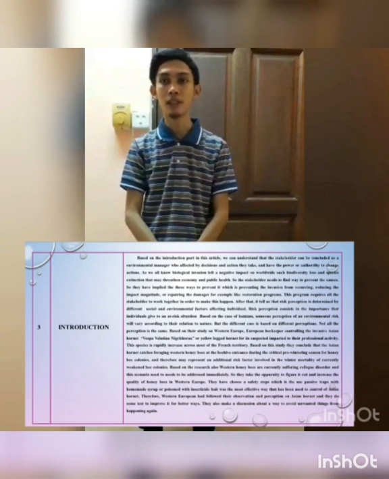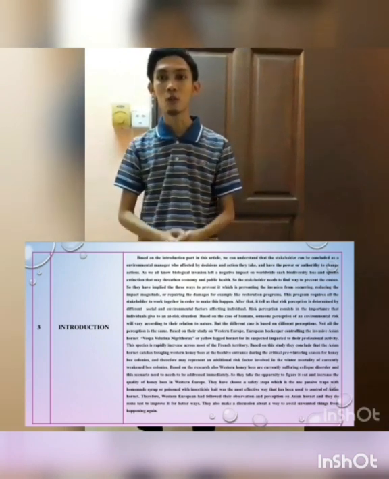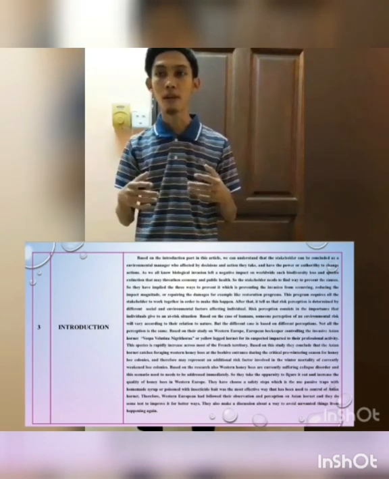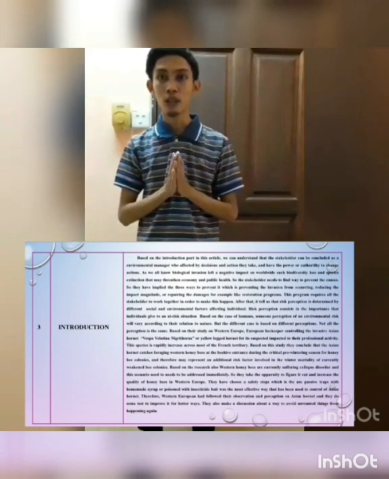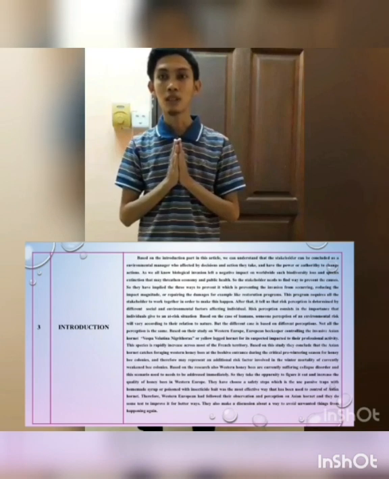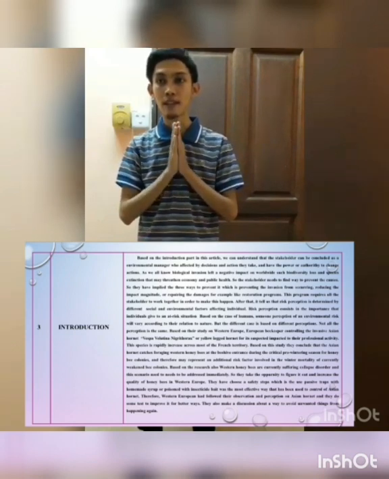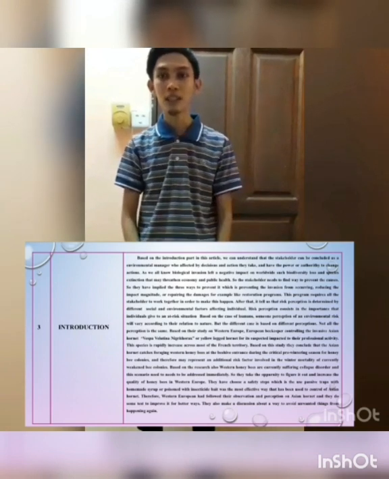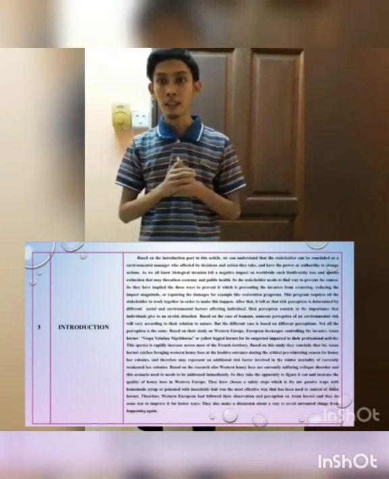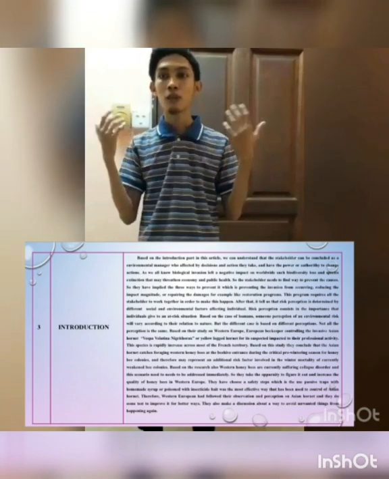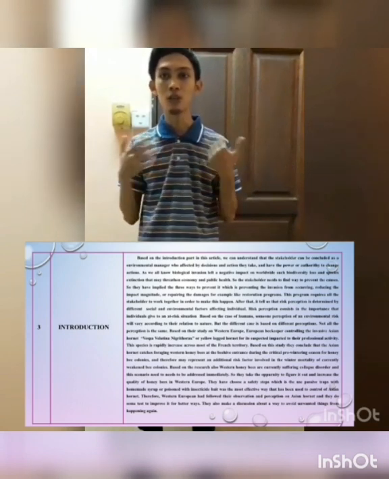Western honeybees are currently suffering from colony collapse disorder, and this scenario needs to be addressed immediately. So, they took the opportunity to increase the quality of honeybees in Western Europe. They chose a safe step: the use of passive traps with homemade syrup or poison with insecticide bait was the most effective way to control the invasive Asian hornet. Therefore, Western Europeans followed their observation and research on perception of the Asian hornet, and ran some tests to improve it. Lastly, they also held a discussion about ways to avoid unwanted things from happening again.